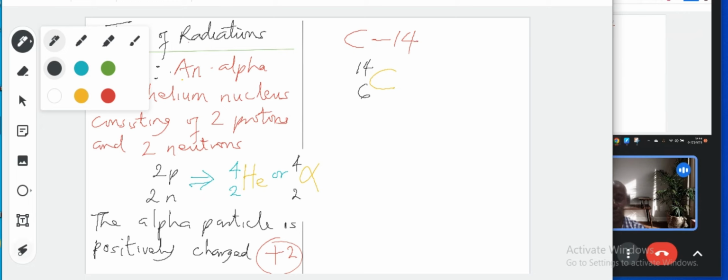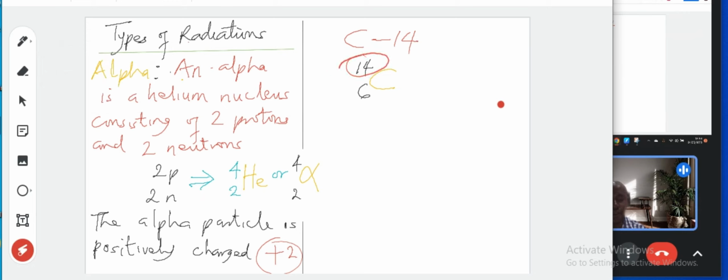Okay, so if it has 14 as its nucleon number and 6 as its proton number, what is the number of neutrons? 8. Okay, because nucleon number, which is mass number, is neutron plus proton. Since you have 6 protons, there has to be 8 neutrons, so that 6 plus 8 gives you 14, which is the mass number or the nucleon number. We've done this before. Alright, so if carbon 14 undergoes an alpha decay, what will it become?